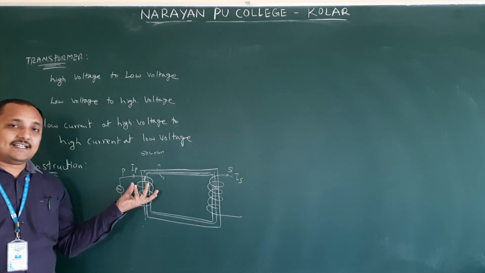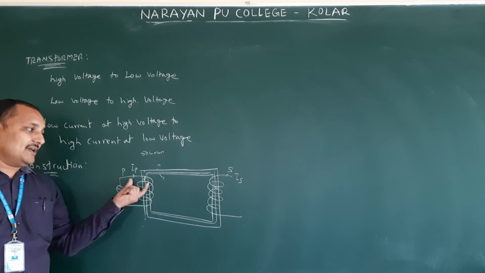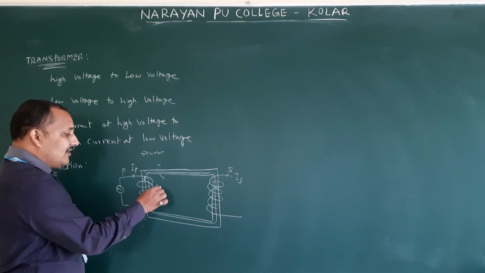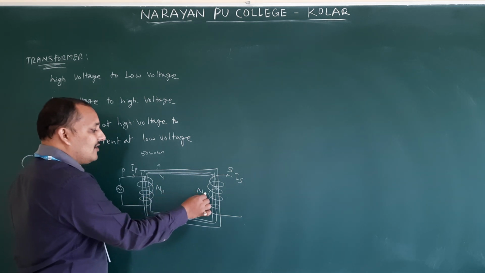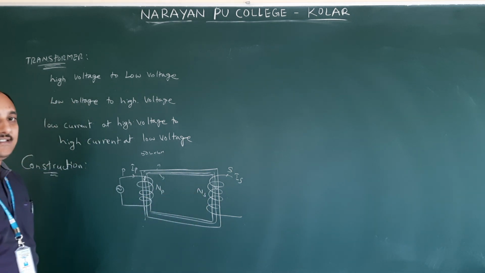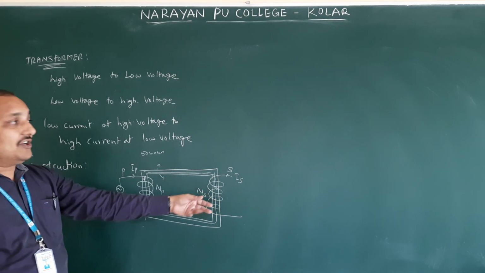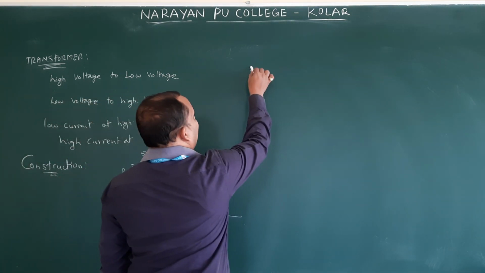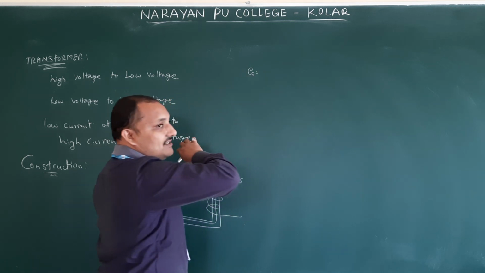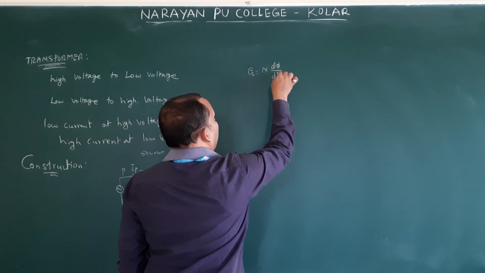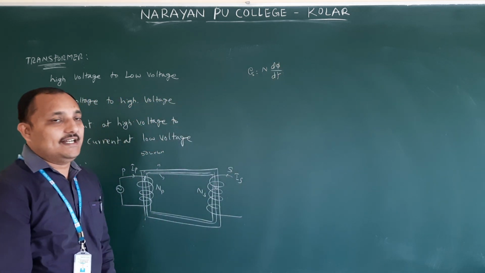Now this is the construction and working of a transformer: primary coil, secondary coil. In this, some number of turns will be there in the primary coil, that is NP. The number of turns in the secondary coil, NS, they will say. Okay. So the induced EMF developed in the secondary coil: how will you write the induced EMF in the secondary coil? ES is equal to, what is the formula? N d phi by dt.